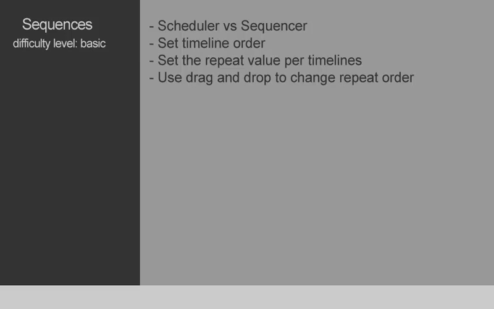You can also use a repeat value per timeline. So if you wanted to have one timeline play several loops over and over before moving to the next timeline, the repeat value will allow you to do that. And you'll configure all this using drag and drop operation. So let's go ahead and jump into the Signage Studio and I'll show you how to configure all this.